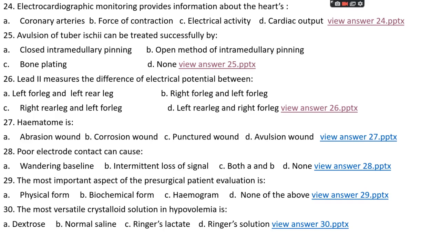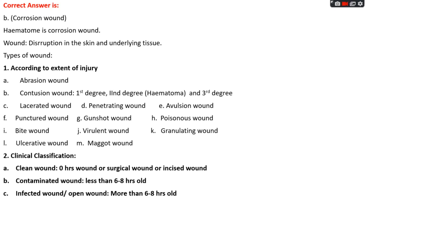Question number 27. Hematoma is option A, abrasion wound, option B, contusion wound, option C, punctured wound, or option D, avulsion wound. The right answer is option B, contusion wound. Hematoma is a contusion wound.